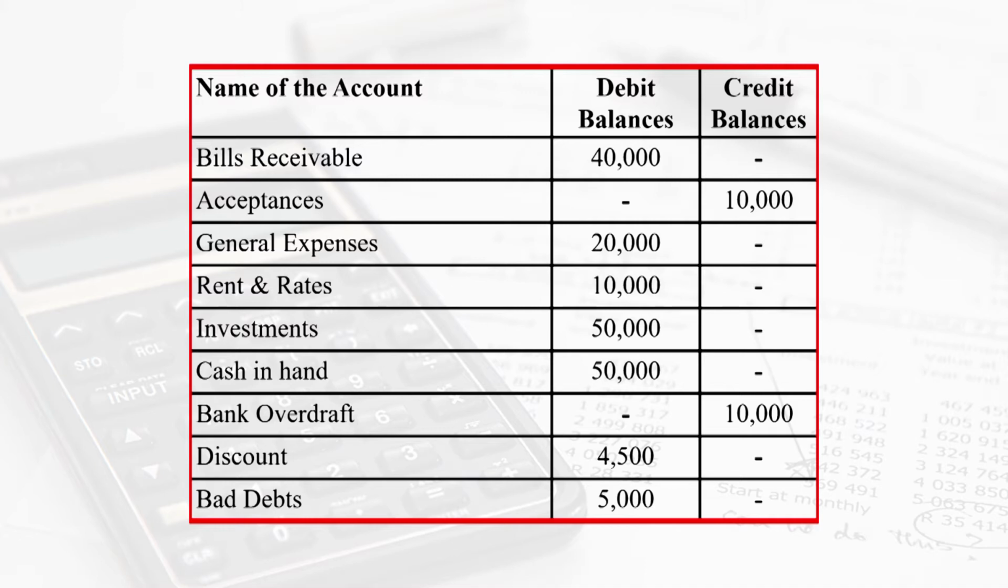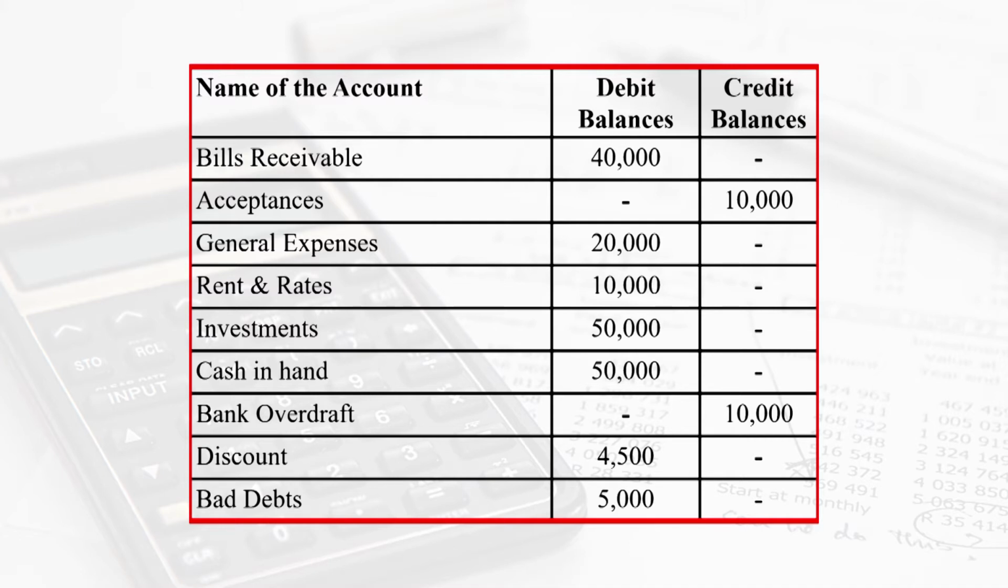General expenses. General expenses being an expense for the business, it must have a debit balance of rupees 20,000. Then rent and rates. So we have paid the rents. This is an expense of rupees 10,000. All the expenses have a debit balance. Therefore, it is shown in the debit side of trial balance. Investments. Investments are an asset for the business, and all the assets have a debit balance. Therefore, it has a debit balance of rupees 50,000, which is shown under the head debit balances.